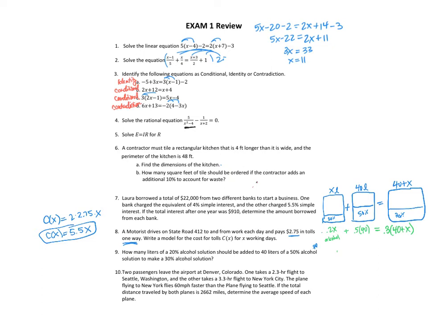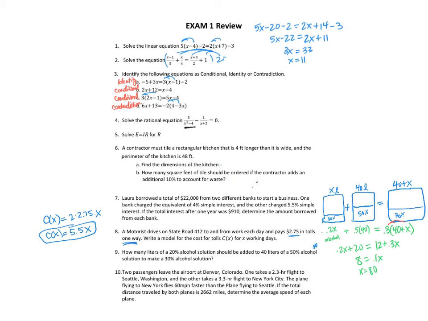So I'll have 0.2X plus 20 is equal to, and I can distribute that 0.3 into both of those, and I will get 0.3 times 40, which is 12, plus 0.3x. Okay, and then I can subtract the 12 over, subtract the 0.2x over, and I'll get 20 minus 12 is 8, is equal to 0.1x, and I can divide by 0.1, and I get x is equal to 80.